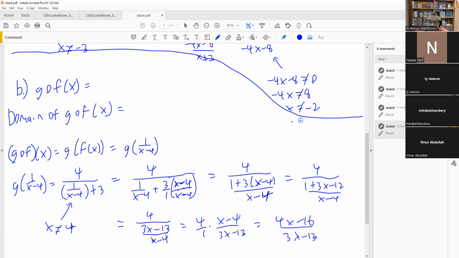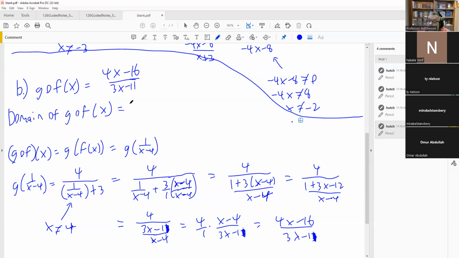Okay, so then that right there would be your answer. I'm sorry, not 13, 11 is what I said here. This is 11 here. 1 minus 12 is 11. So this is 11 here, and this is 11. Okay, so 4x minus 16 over 3x minus 11. Okay, so that's the g of f of x.